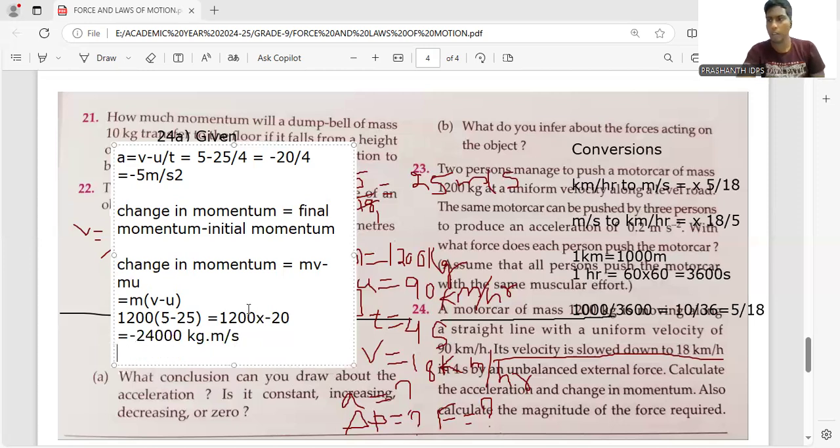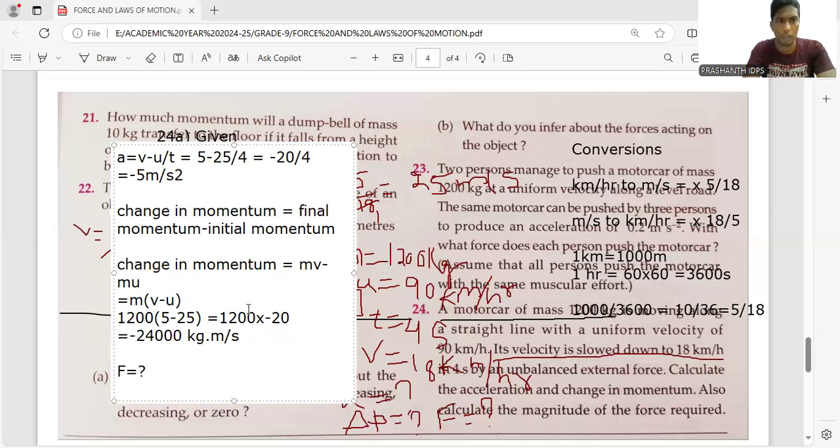And what is the final one? We need to find the force. So force is equal to question mark. What is the formula of force? Force is equal to mass into acceleration. Mass is given as 1200, into acceleration. What is the acceleration value? Minus 5. So 12 fives are 60. So minus 6000 newtons will be the answer to this question.